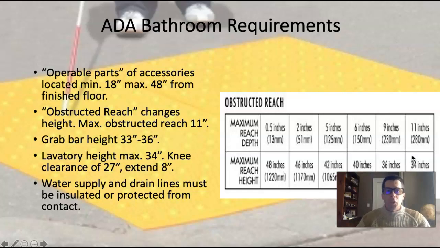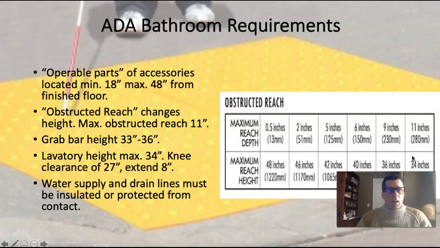Okay, but generally, here's a couple bathroom requirements that are pretty common. Grab bars have to be between 33 and 36 inches. The lavatory height, and lavatory is a plumbing name for the bathroom sink, the bathroom sink countertop, the maximum height is 34 inches. You have to have a knee clearance of 27 inches. Okay, so from the floor, there has to be 27 inches of clear space for someone in a wheelchair to roll up to the lavatory. Okay, and that has to be at least 8 inches deep.